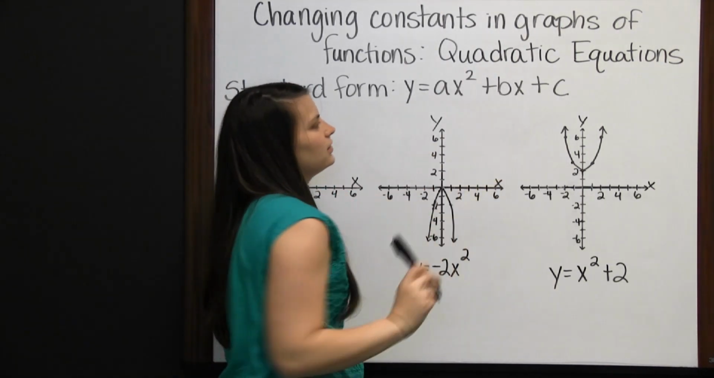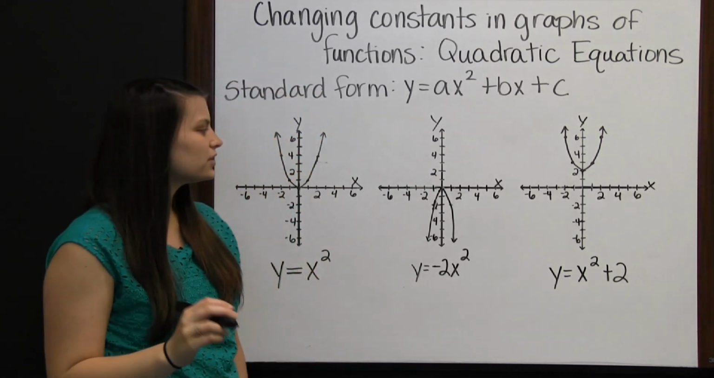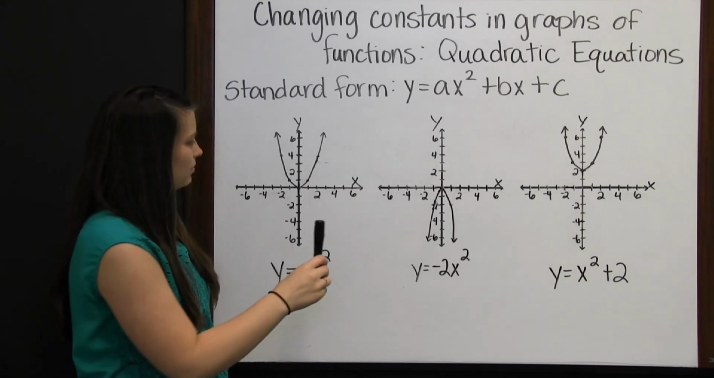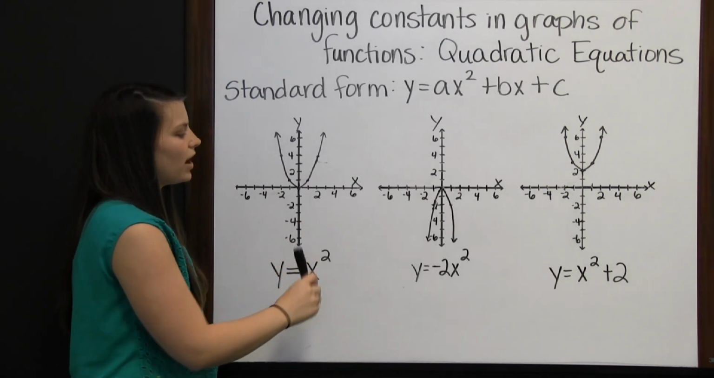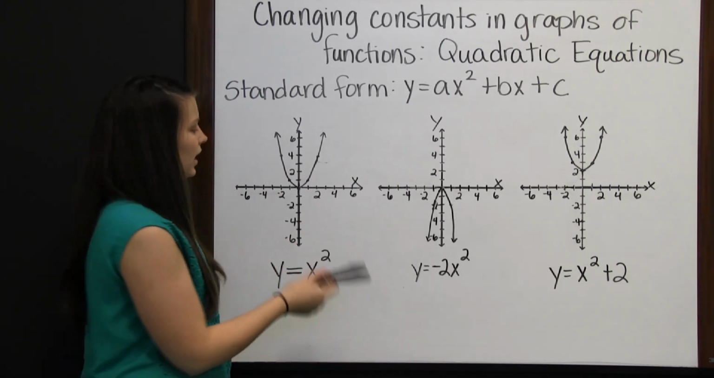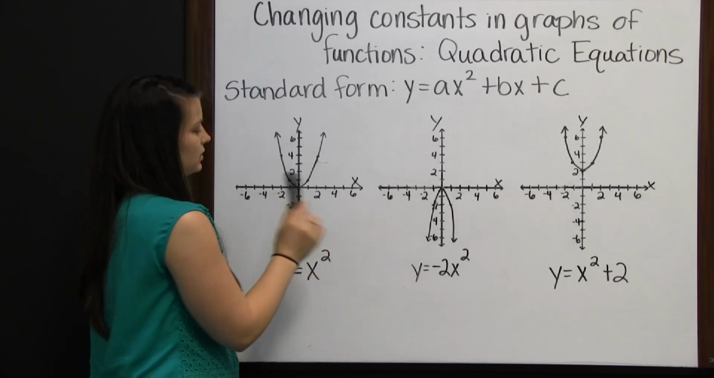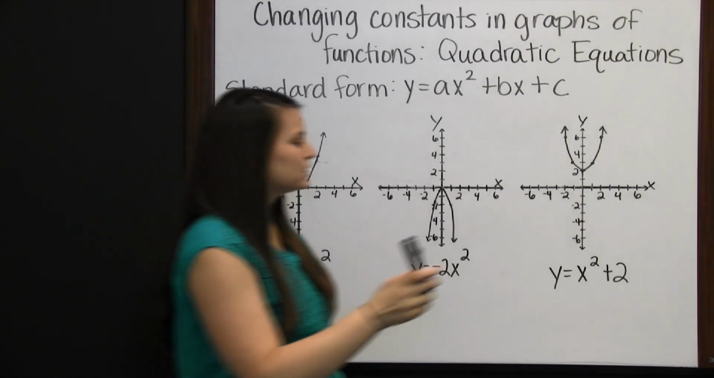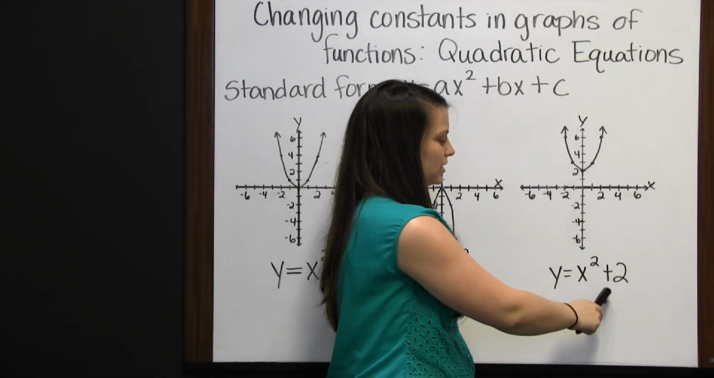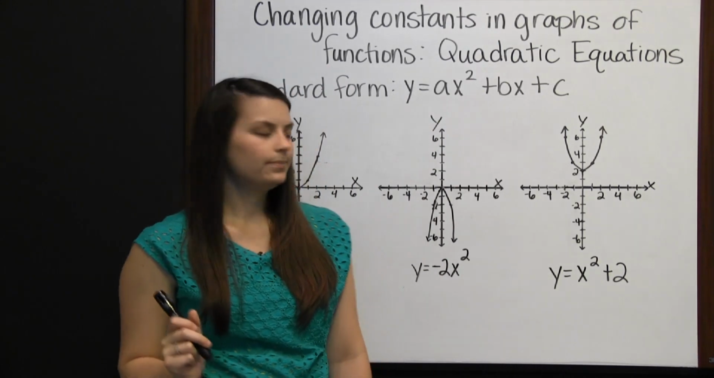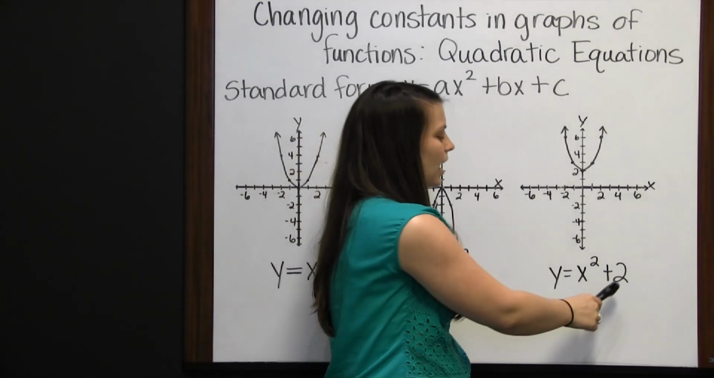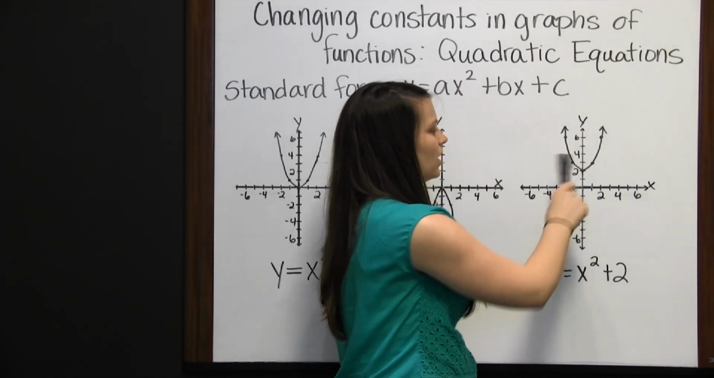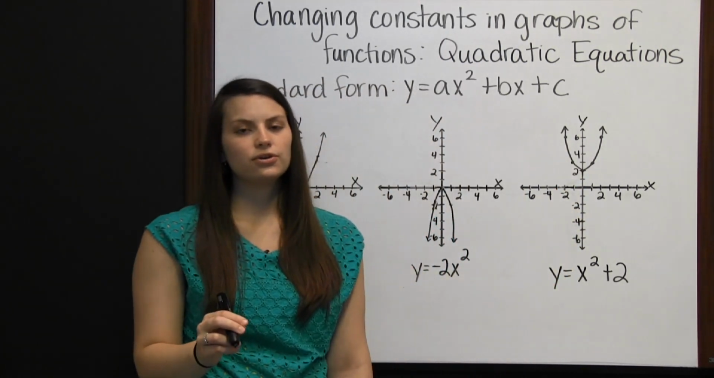The c constant shifts the graph vertically, either up or down. So in both the first and the second graph, the c is 0, and our graph passes through the origin in both of those, and actually that's where the vertex is. However, in this last graph, notice there is no x term. In this last graph, our c is 2, and our graph has been shifted up 2, vertically 2.